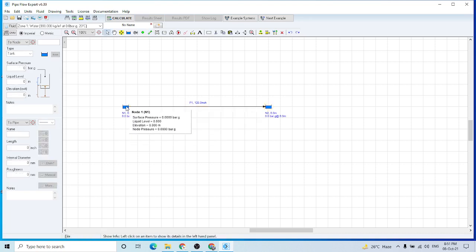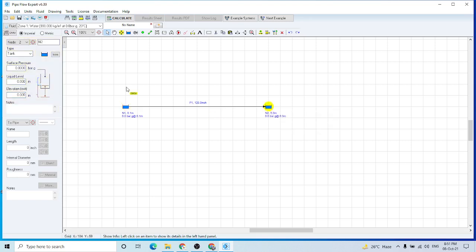So first of all, I would enter the specifications for this tank. So let's say that we have a liquid level of 0.12 meter and elevation of 0.12 meter. And as I am assuming that this tank is an atmospheric tank, there would be no surface pressure, gauge pressure on the surface of this tank.